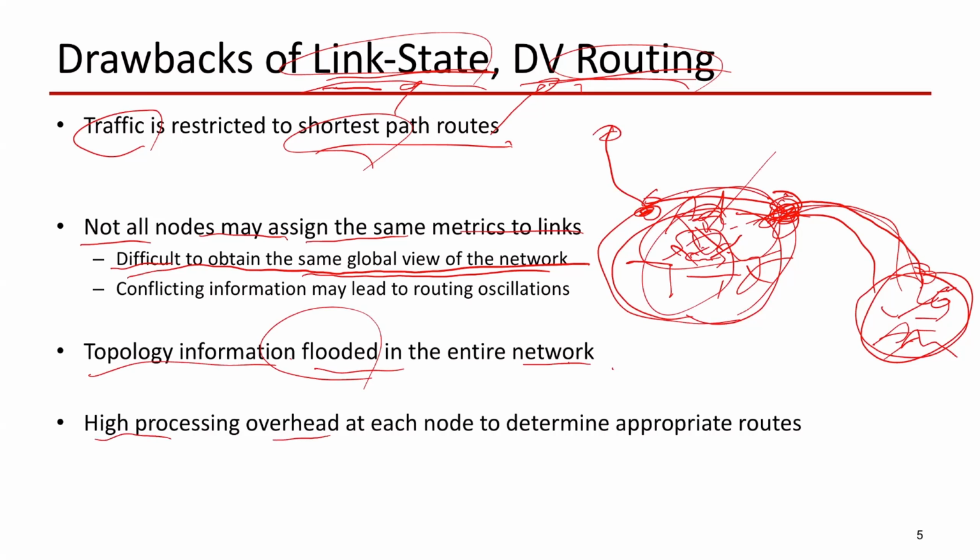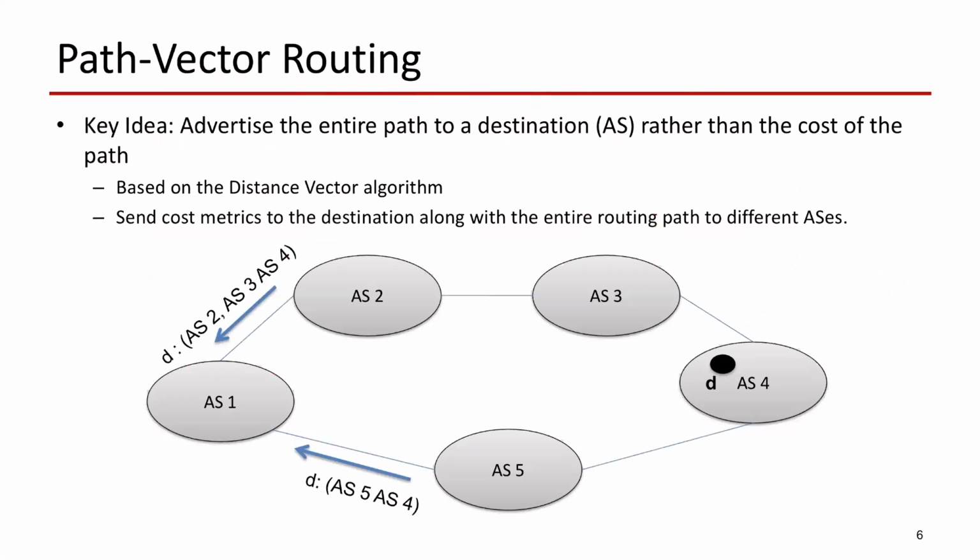And high processing overhead at each node to determine appropriate routes. Meaning, okay, can you give it to me? Rather than process it and make a decision, I just decline it. Why? So receiving, I have to decode, I have to make a decision, meaning that also takes computation power. So those companies don't want to do that.